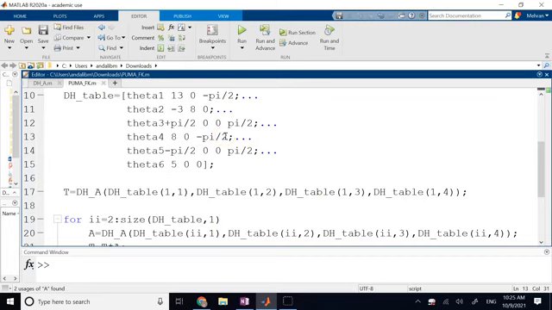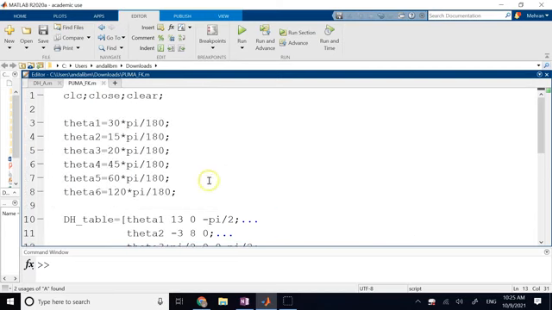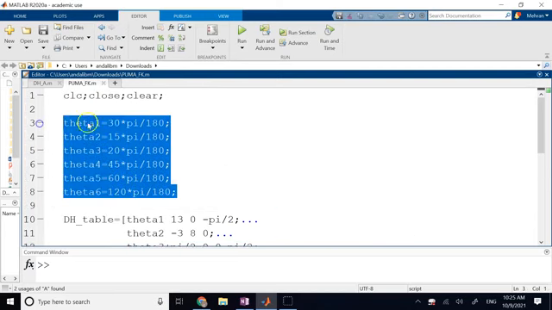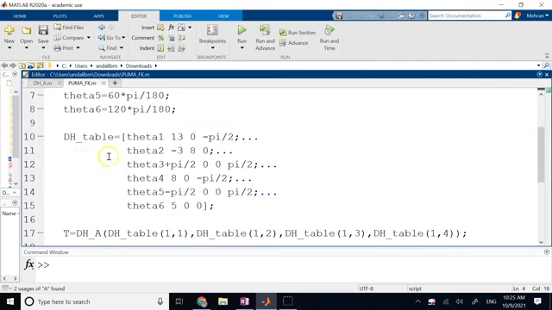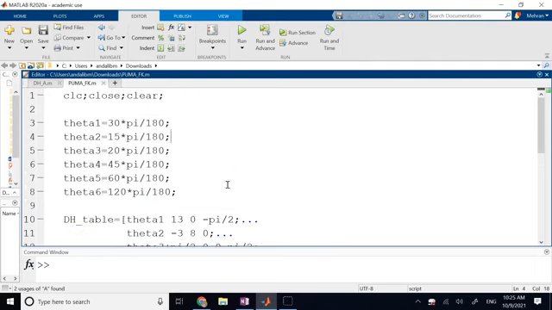So here, as you can see, I chose some values for theta 1 to theta 6: 30 degrees for theta 1, 15 for theta 2, 20 for theta 3, 45 for theta 4, 60 for theta 5, and 120 for theta 6. Feel free to modify the values of theta 1 to 6 when you use this code. The DH table is going to be the same. You're not going to change that. This function is going to be the same.